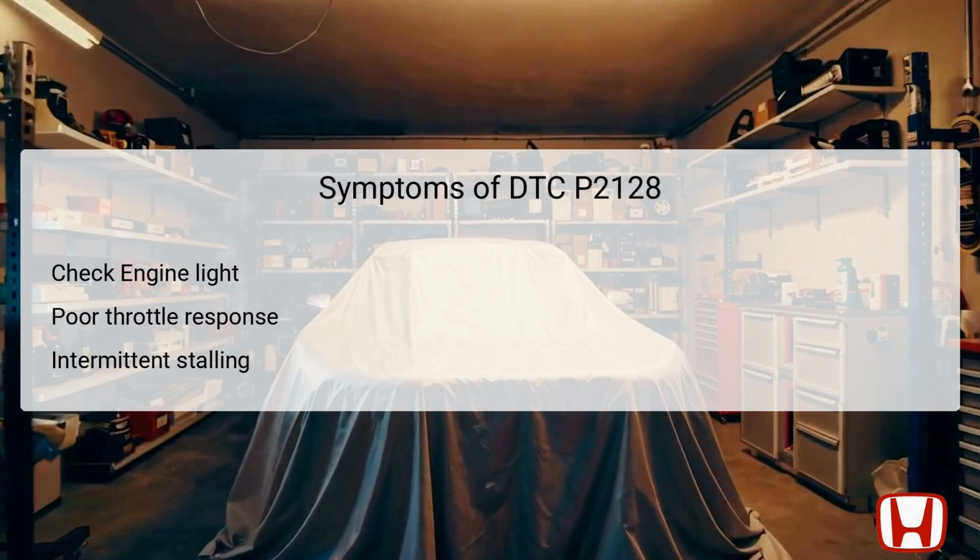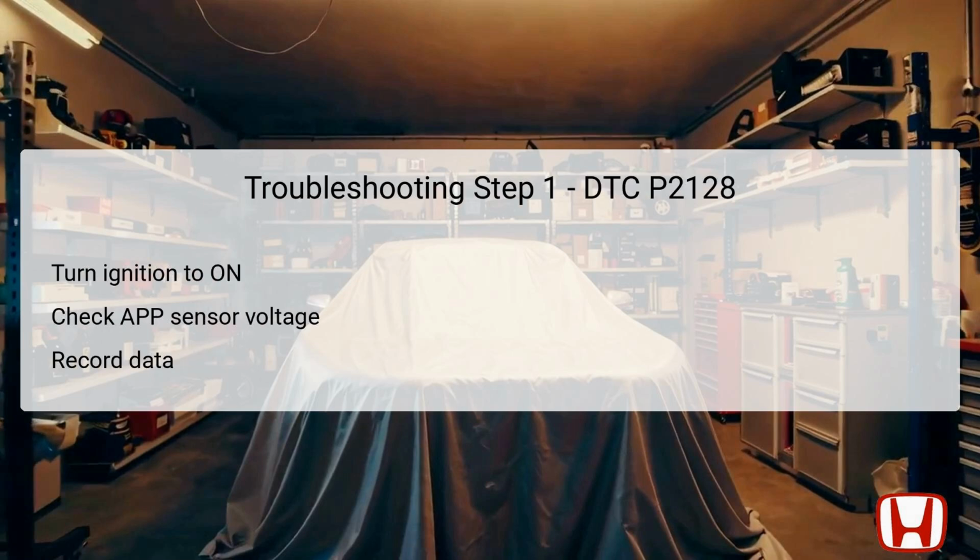Understanding these symptoms enables technicians to correlate the DTC with potential mechanical issues, forming a comprehensive diagnostic approach. Recognizing these signs early can prevent further damage to the engine or associated components. The first step in troubleshooting the P2128 code is to verify the problem. Begin by turning the ignition switch to the on position without starting the engine.